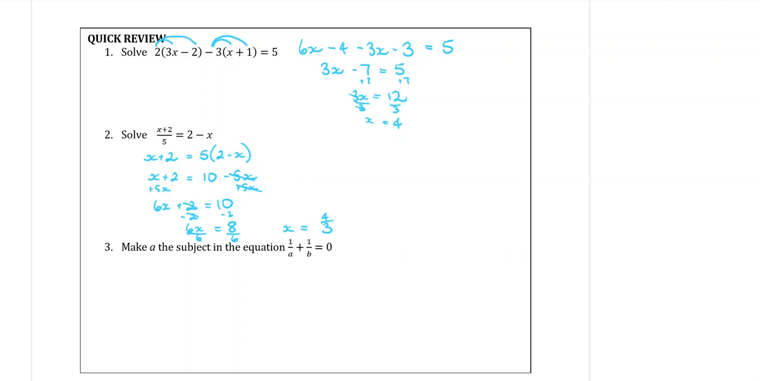And the last question, it says make A the subject of the equation. So I want to get the A here by itself, which is a bit of a problem because there's 2 fractions in here and the A is on the bottom of the fraction, so it could potentially be a bit messy here. But the first thing I would do is to take this whole second term here and move it across to the other side of the equation. That would look like this.